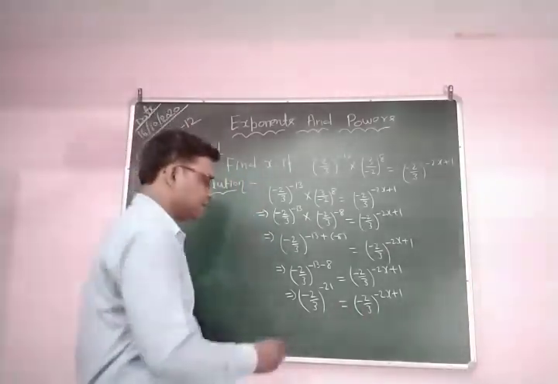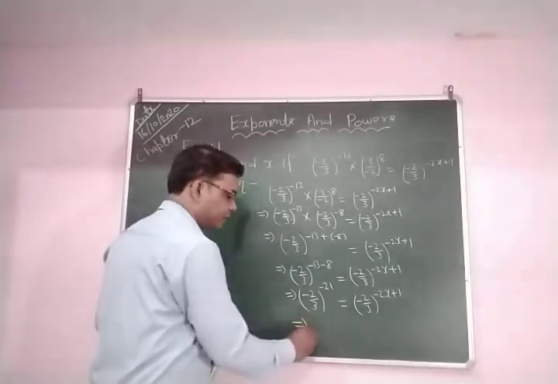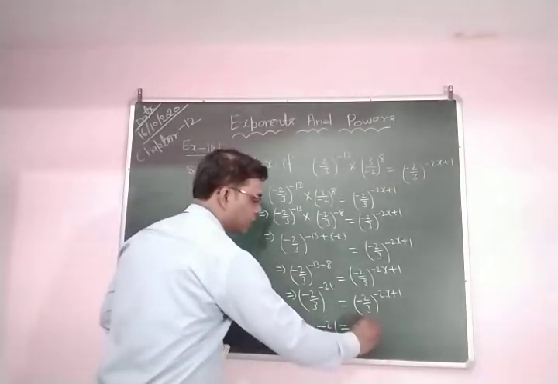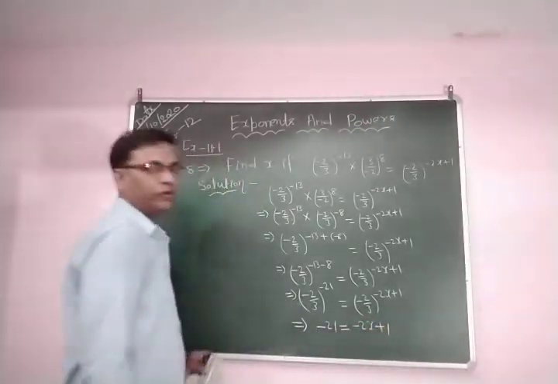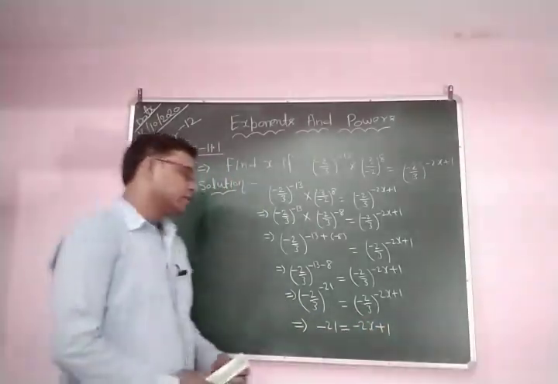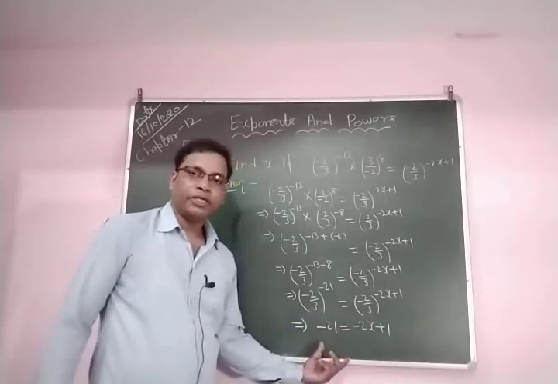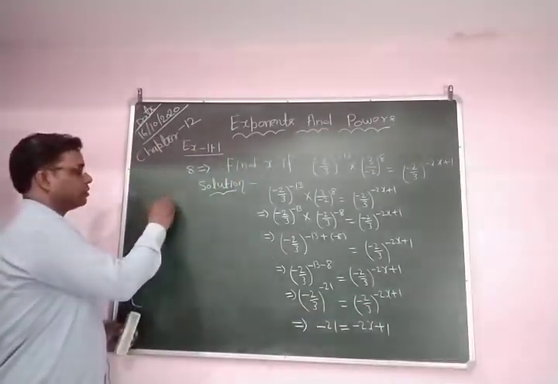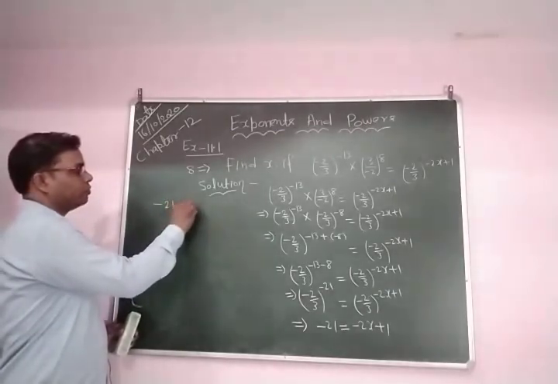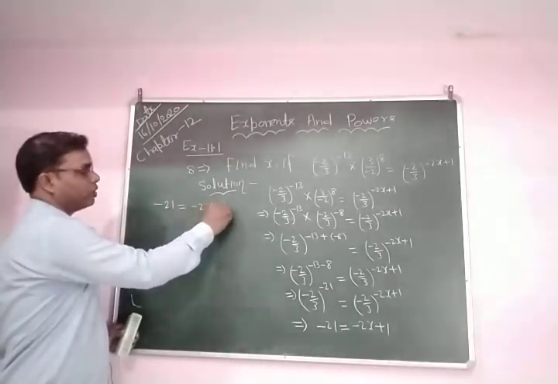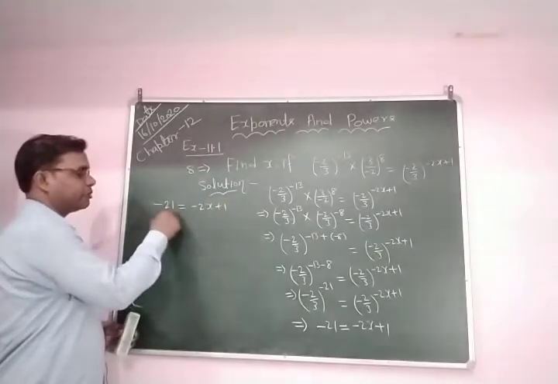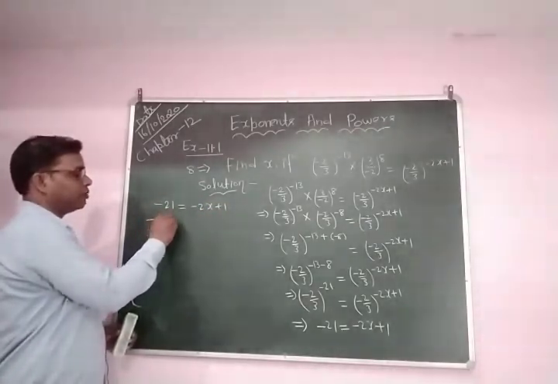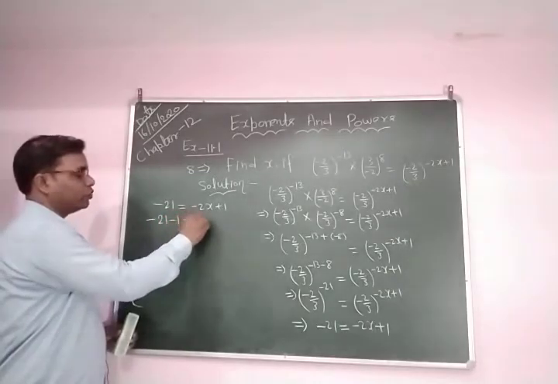So you can write here: this is equal to -21, this is equal to -2x + 1. Okay. So here you can see the bases are the same, then we write the powers as equal. So we obtain here -21 = -2x + 1. When you transfer this 1 to the left hand side, then it becomes minus. So we have -21 - 1, this is equal to -2x.